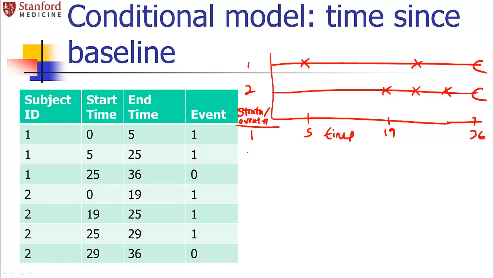This person is on the first event. Now they're on the second event. Now they would be on the third event. They were at risk for the third event. Person 2 is at risk for the first event, and then at risk for the second event, and then the third. And then they are at risk for a fourth event because they actually have 3 events.